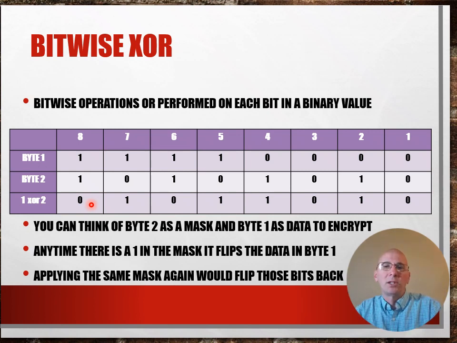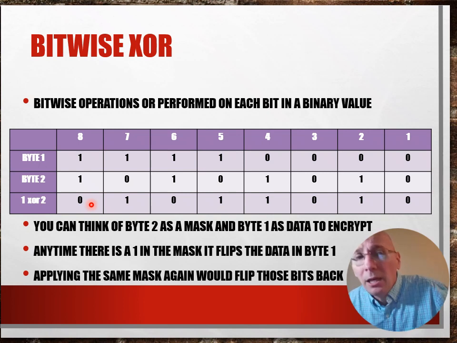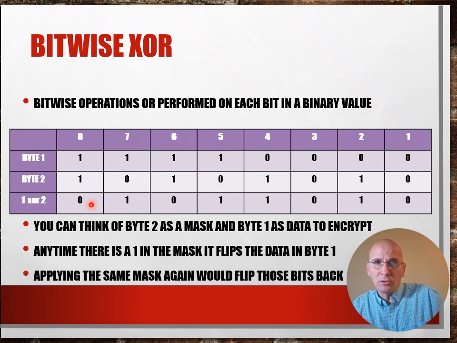It comes down to the management of your keys. But generally speaking, one of the reasons that people think that exclusive OR is a weak encryption algorithm is because it is a symmetric encryption algorithm, meaning that we can use the same key to encrypt the value and decrypt the value. And if you think of this first byte 1 here as my byte of data and my byte 2 as the encryption key, then you can see that anytime you put a 1 in your encryption key, it flips the bit that was in the data.